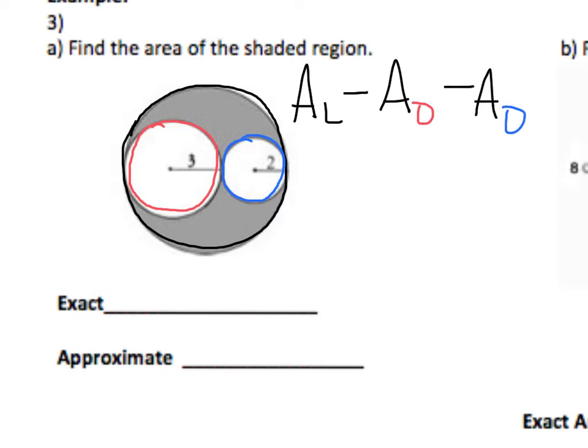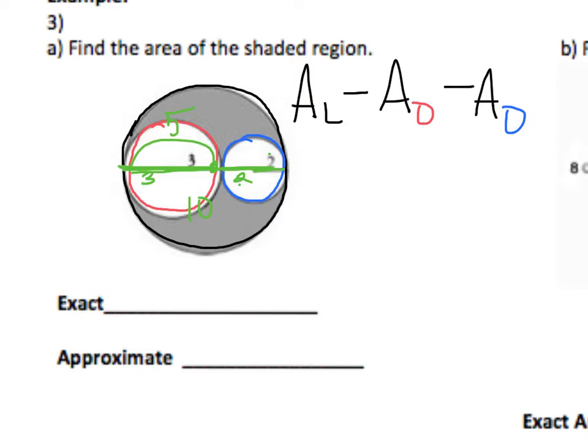Okay, so if we find the area of the large circle, we want to find the radius first. So let's go ahead and find the radius. If we have these two radii of the smaller circles, 3 and 2, that makes this other side of the circle 3 and this other side of the circle 2. So the whole diameter would be 10, 3 plus 3 plus 2 plus 2, making the radius of the large circle half of that, which is 5.